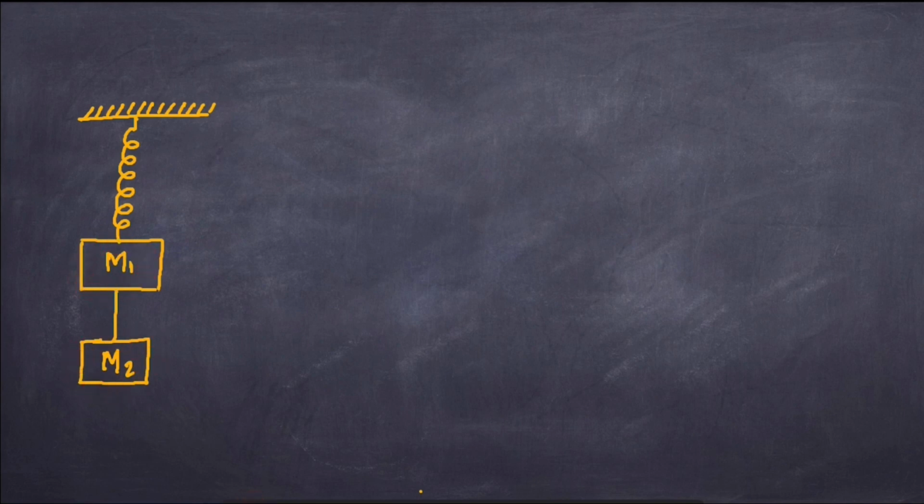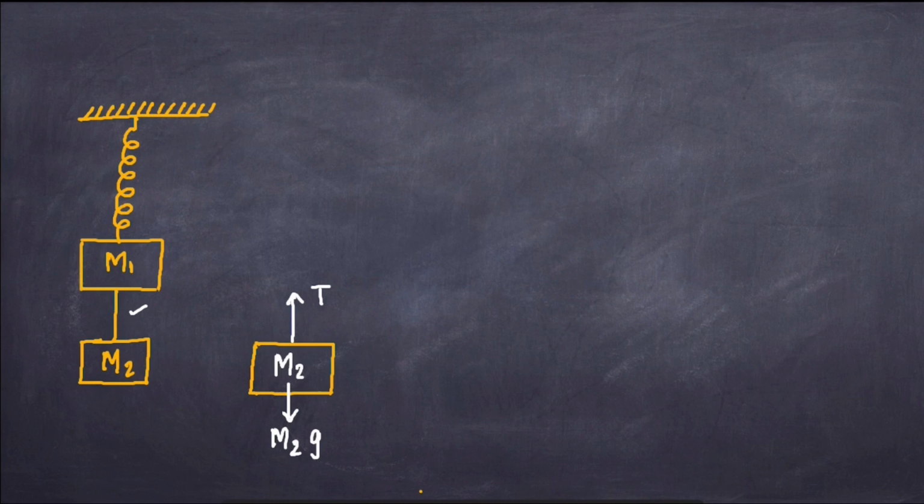Let us draw the free body diagram of the system. For the block of mass m2, m2g, the weight of the body, will always act downwards. And this is the string. The string will provide a tension force which will act away from the body, so the tension T will be in this direction. This is the free body diagram of the block of mass m2.